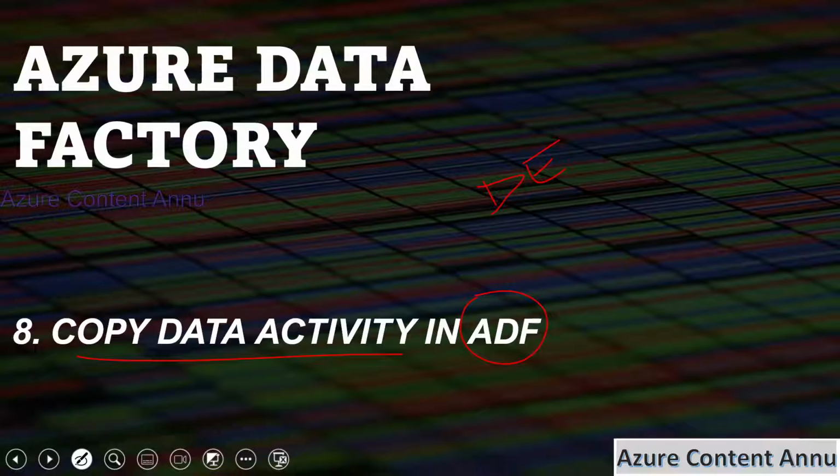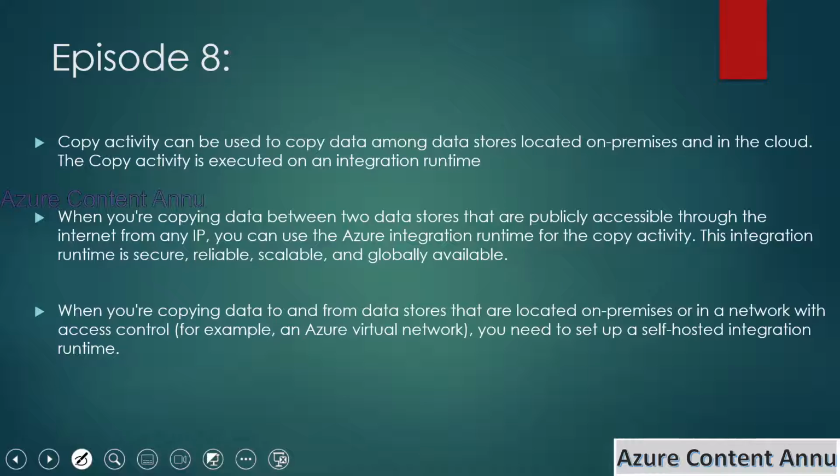In ADF, the best way to ingest the data is to use copy activity in your pipeline. So let's move ahead and understand a few things about copy data activity. Copy activity can be used to copy data to and from multiple data stores, which can be located on-premise, in Azure cloud, or in any other cloud. Based on the type of source and sink data store, you need to select the integration runtime on top of which copy activity will be executed.